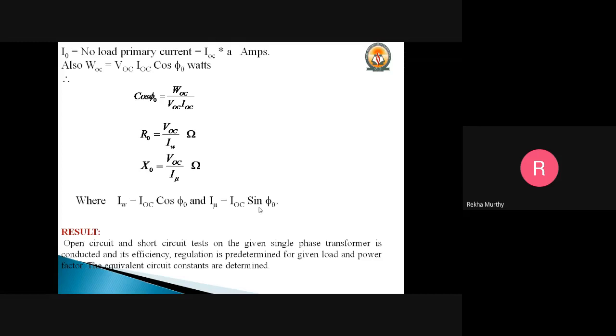So this completes the experiment. The result: the open circuit and short circuit tests on the given single phase transformer are conducted, and its efficiency and regulation are determined for a given load and power factor. The equivalent circuit constants are determined.